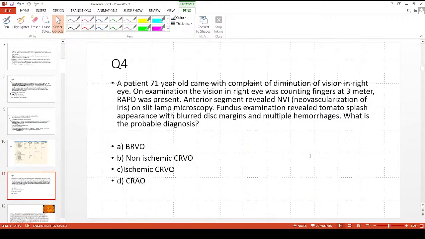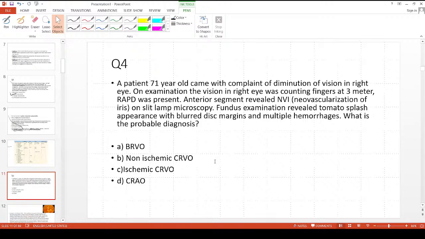A 71-year-old patient came with a complaint of diminution of vision in the right eye. On examination, the vision in the right eye was counting fingers at 3 meters. RAPD was present. There was neovascularization of the iris seen on slit lamp, and fundus examination revealed a tomato splash appearance with blurred disc margins and multiple hemorrhages. What is the probable diagnosis?